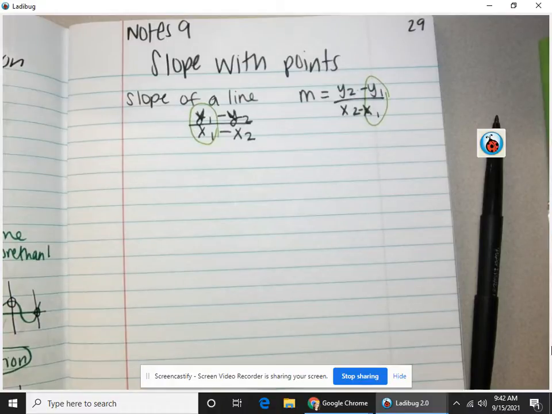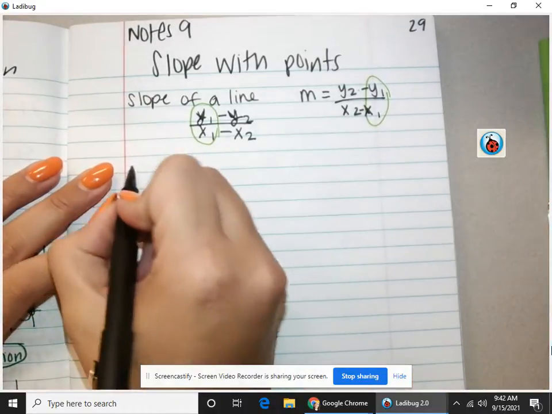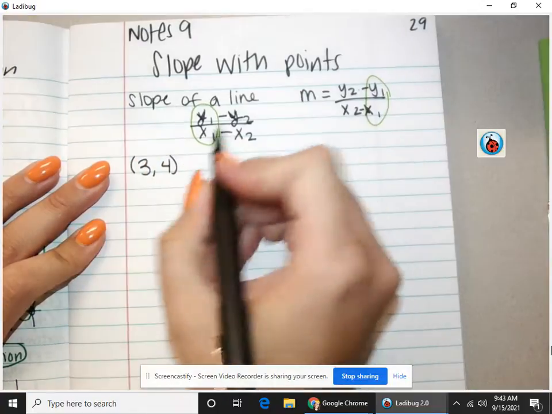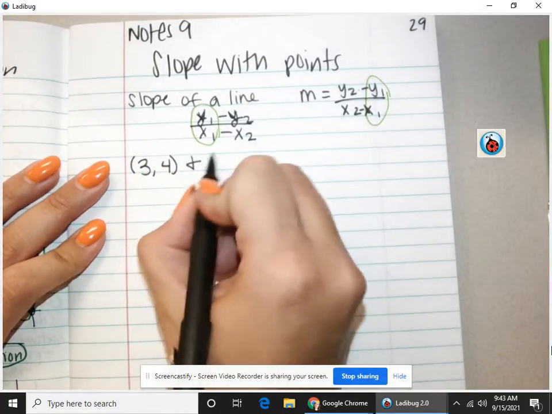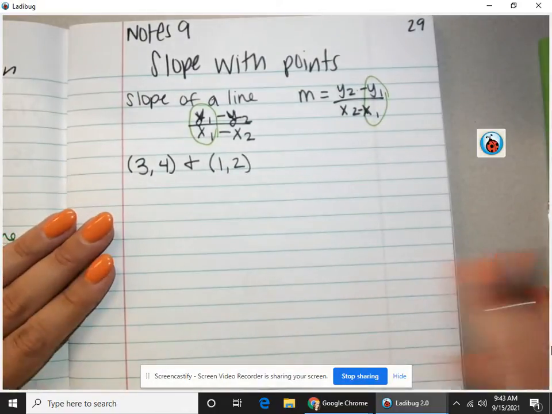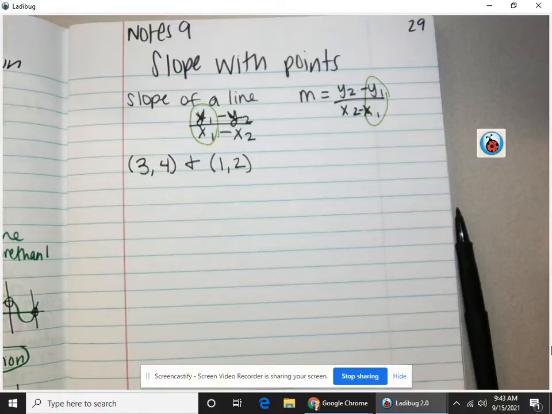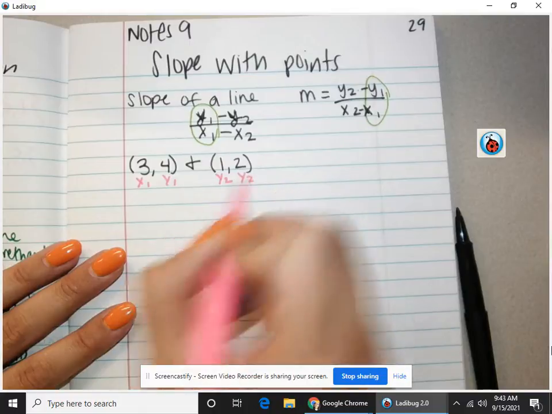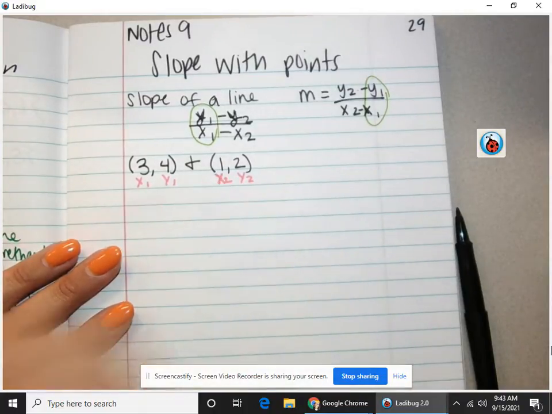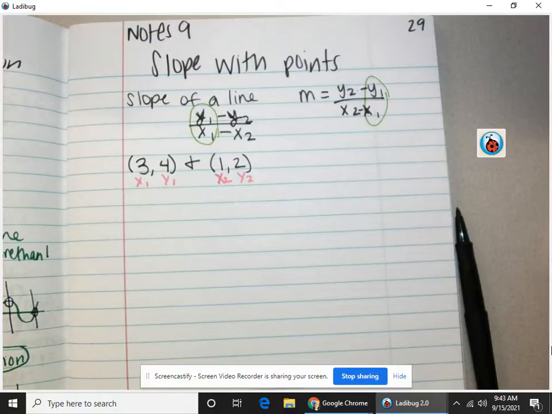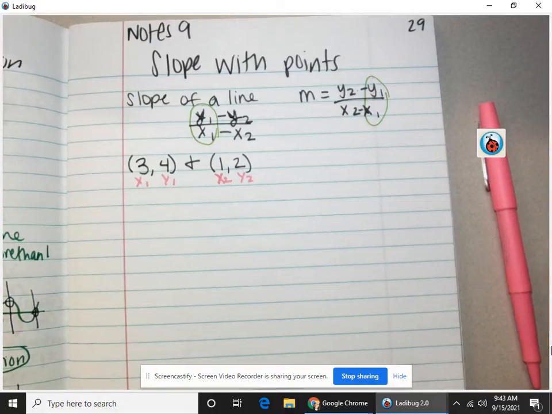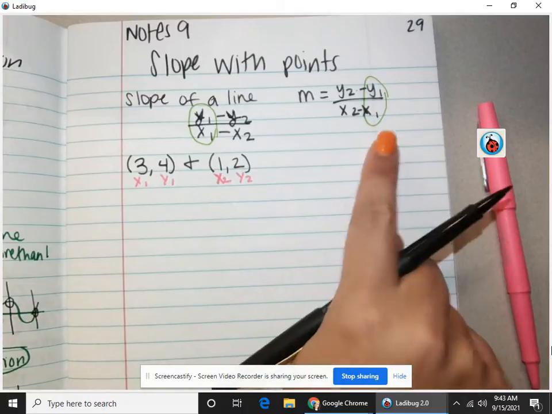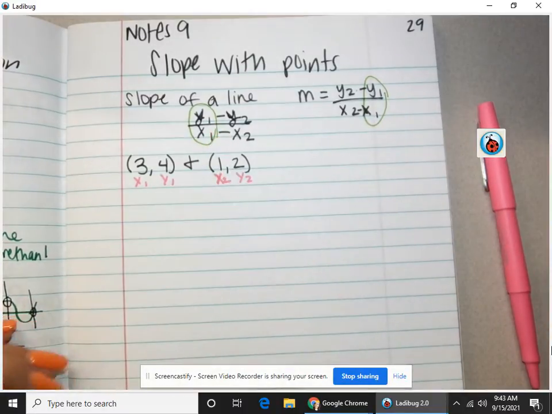Now, an example: if I've got 3, 4, and 1, 2. Okay, so here's what I like to do, just because I like to see it all. I like to label it x1, y1, x2, y2. You don't have to label it all. I don't care if you label it all, I just like to. Okay, and then I'm going to put it in the formula, and I'm going to actually do it twice. I'm going to do it the way that it's given to you, and then I'm going to give it the way that you could also do it.